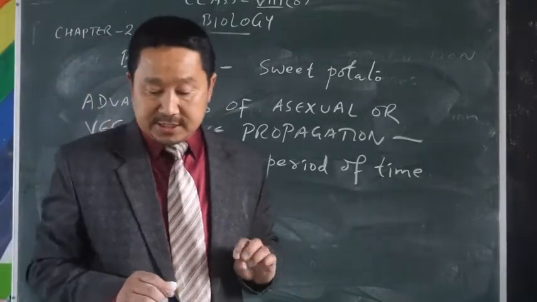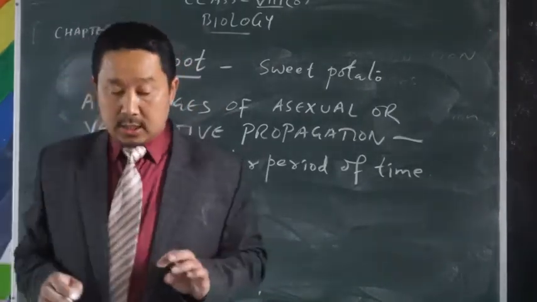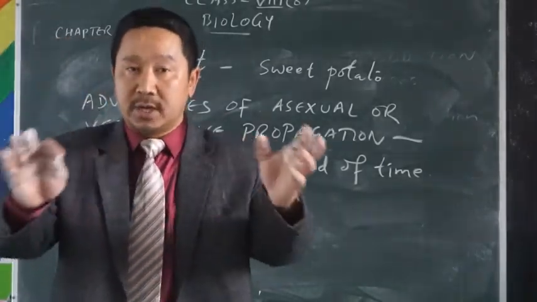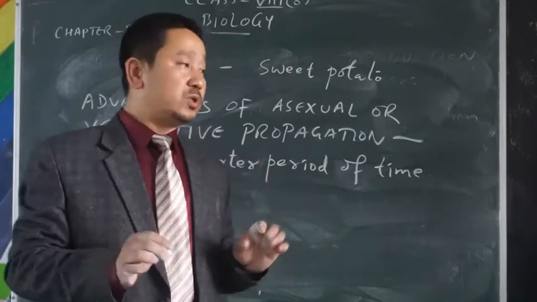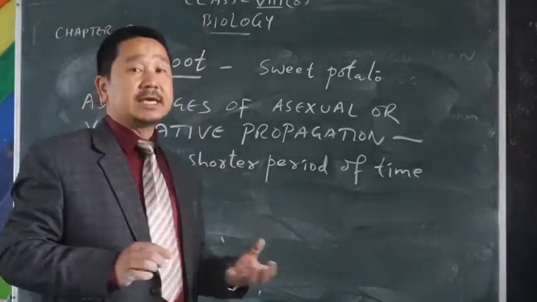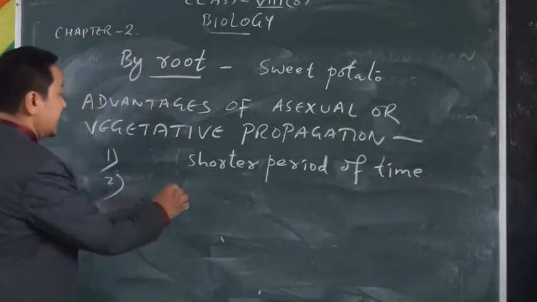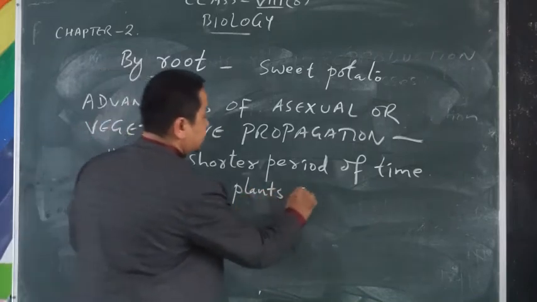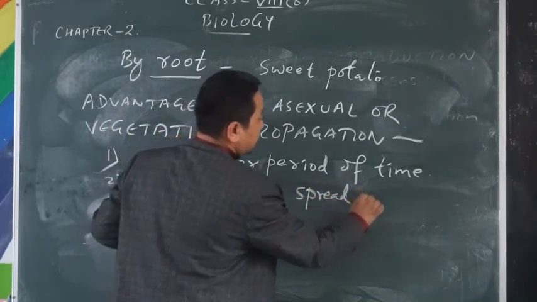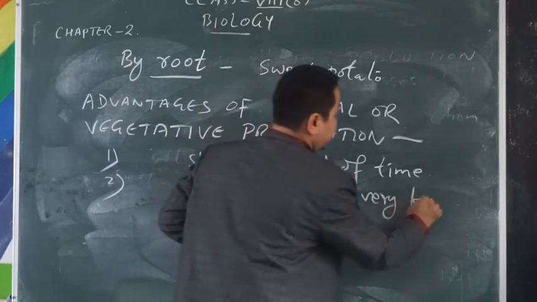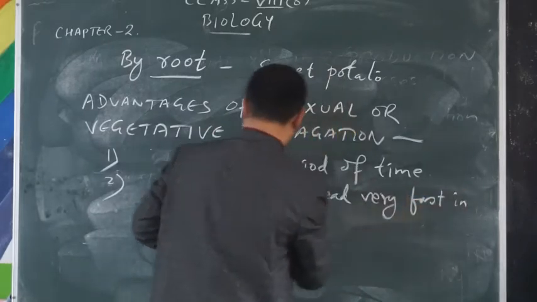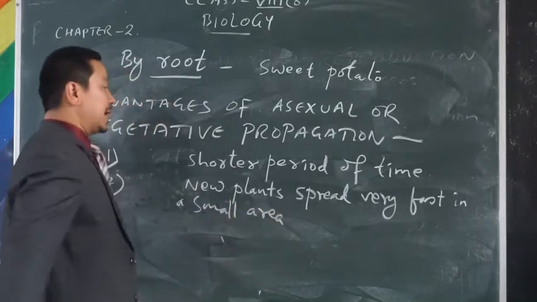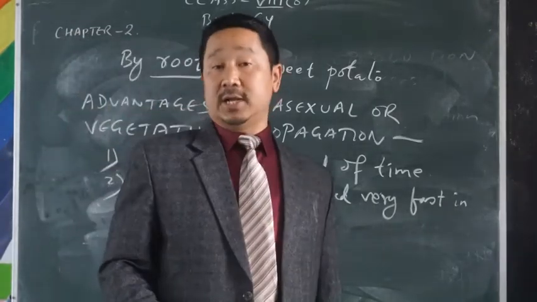Number two, what we can see is that new plants can be spread very easily in a small area. Whichever new plants are formed from this method can be spread very easily, very fast, in a small area.